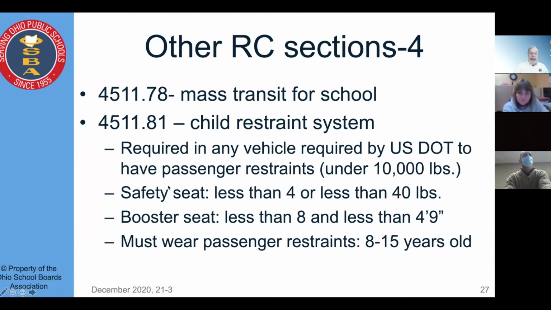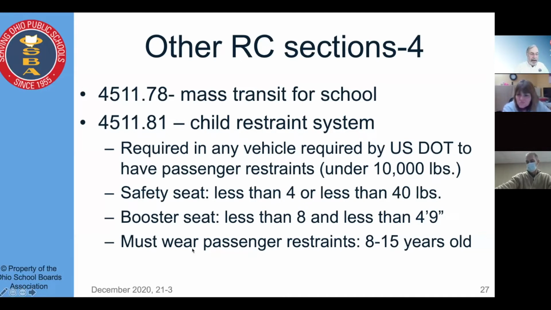So if the vehicle is required to have passenger restraints, so under 10,000 pounds, then the following are true. A child that's less than 4 or less than 40 pounds has to be in a safety seat. A child that's less than 8 and less than 4'9", if they don't meet the less than 4, they have to be in a booster seat. And children between the ages of 8 to 15 years old have to wear a passenger restraint.